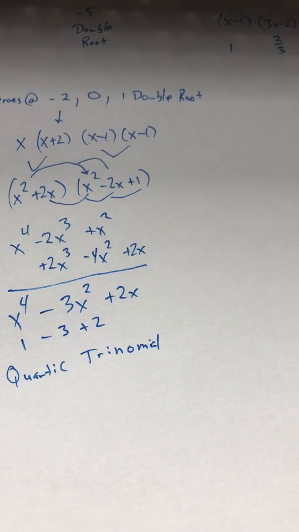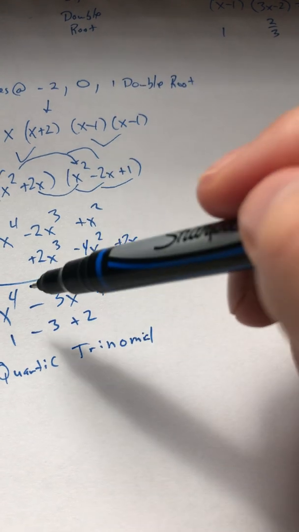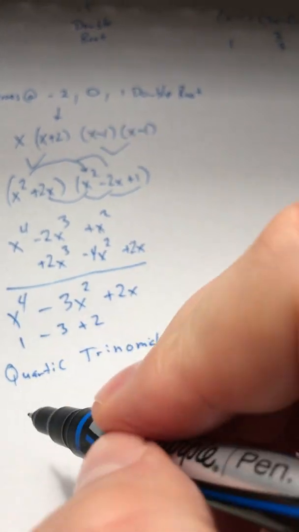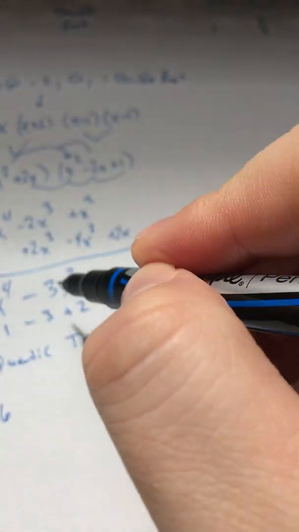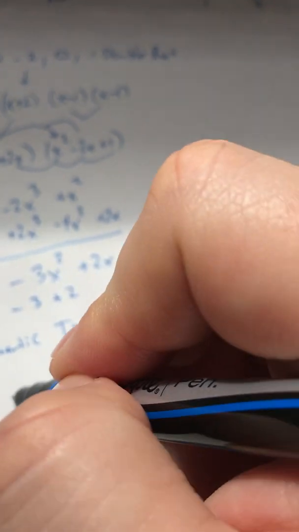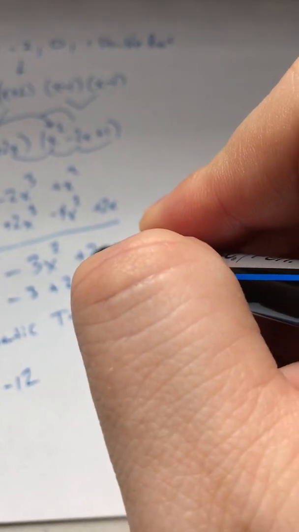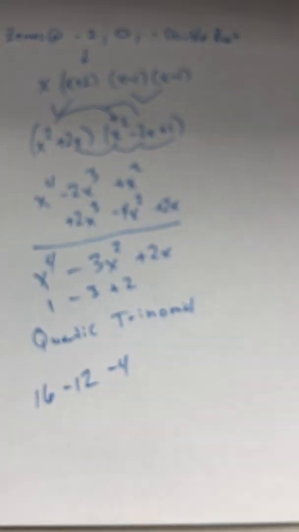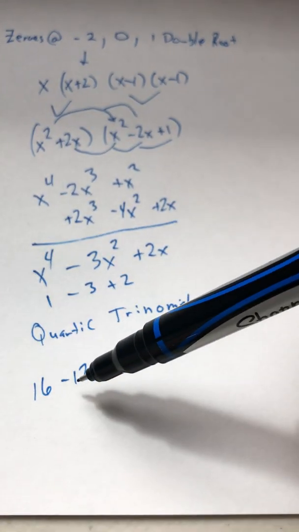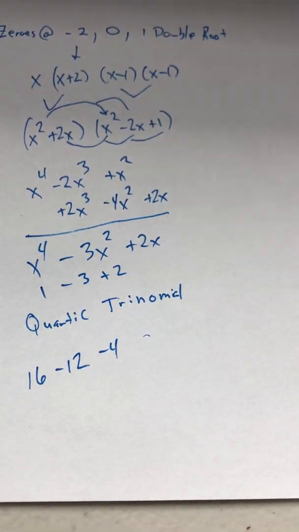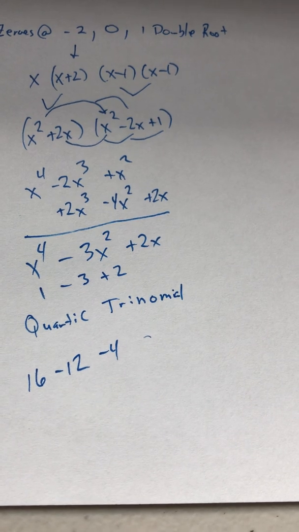And same thing if I did negative 2. Negative 2 to the fourth is a positive 16. Negative 2 squared is 4. And then 2 times negative 2 is a minus 4. So 16 minus 12 is 4. 4 minus 4, it does equal 0, so it does check.